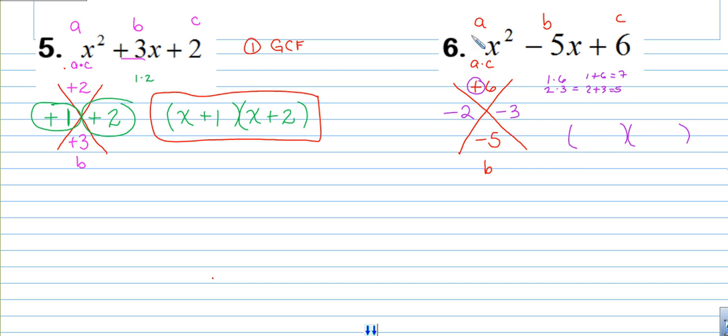Since there's no number in the front, we can go straight to this. Okay? And then we write down our factors here, -2 and -3. This becomes our final answer. Okay? Looking at question 7.